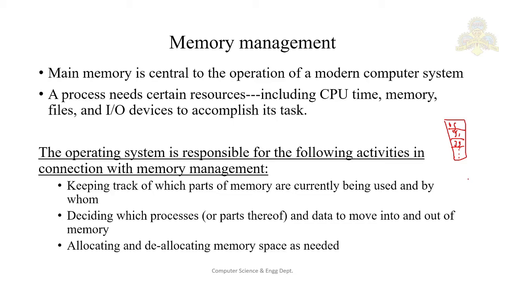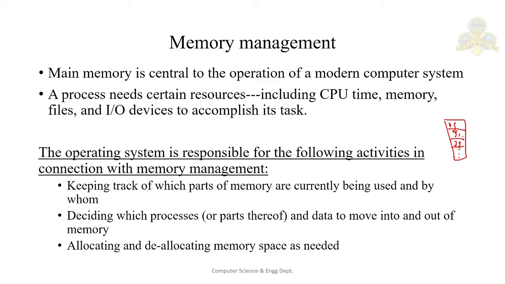So your operating system is now responsible for keeping track of which process or which program is in which place or in which memory location. The next one is deciding which processes and data to move into and out of the memory. Suppose this program, job 1 or else, needs some of the IO devices, or it needs some data. When that has to be brought into the memory, and when it has to go out of the memory, even this activity is monitored by your operating system.